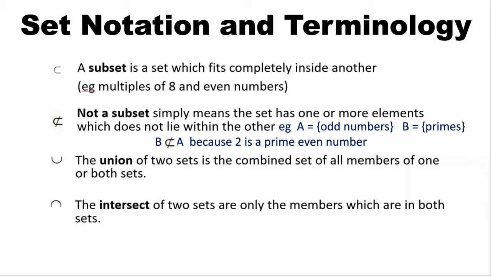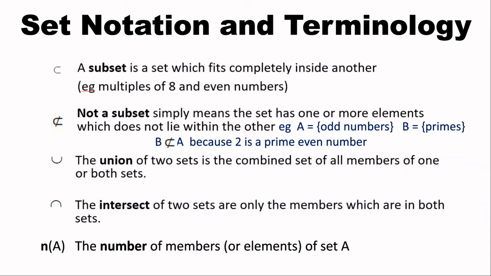The same symbol upside down is the intersect. The intersect of two sets are only the members which are in both sets at the same time. That's the overlap bit between the two circles in the Venn diagram. Finally, n with some set name is the number of members or elements in a set.